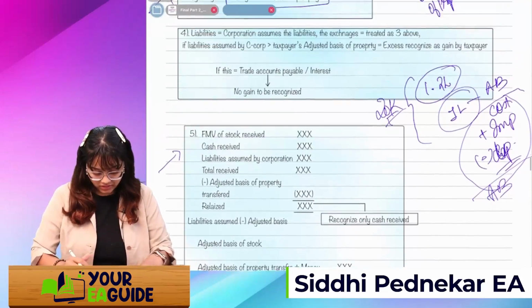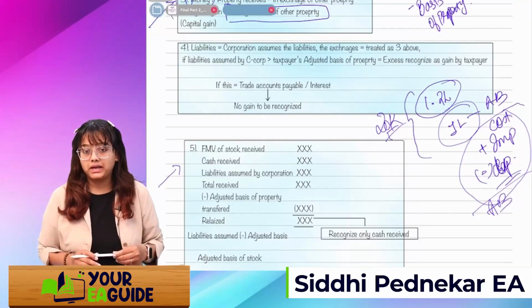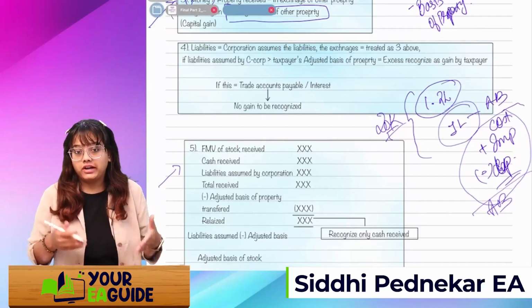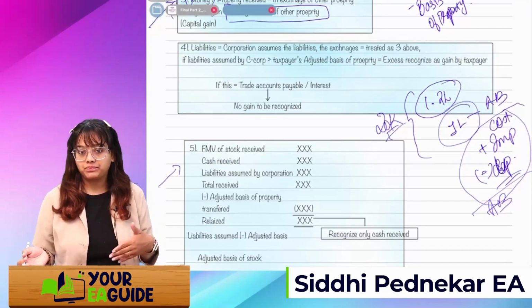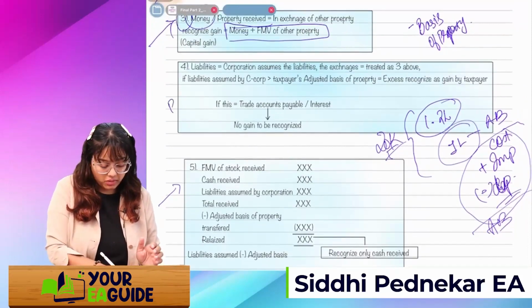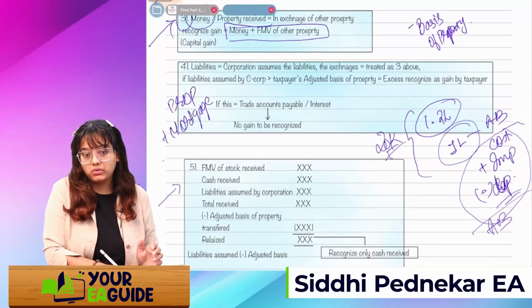Then, let's say instead of property, I am transferring trade accounts payable or interest to the corporation, then no gain will be recognized by me. This will happen only in case of property which is attached with a mortgage. Then only I'll compare whether the outstanding mortgage amount is more than the adjusted basis. If yes, then I'll just record a gain.